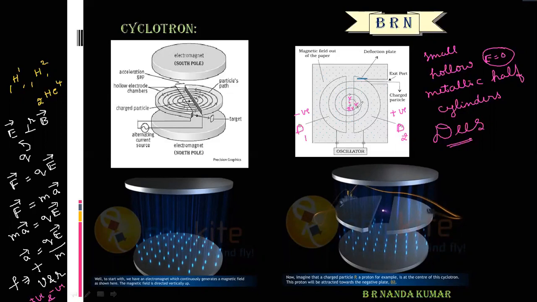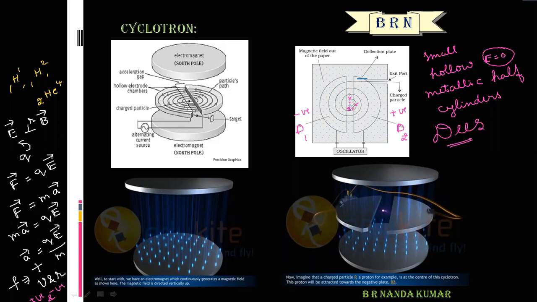Once the charged particle enters the gap, the electric field accelerates it. Here again the proton, a positively charged particle, is attracted towards the negatively charged D1. Again the charged particle enters D1. Inside D1 there is no electric field, so it is acted upon by only the perpendicular magnetic field. This point is very important.